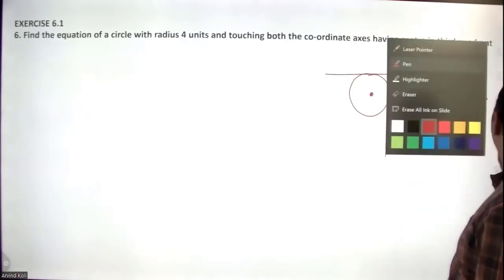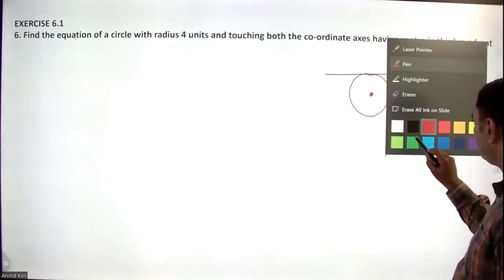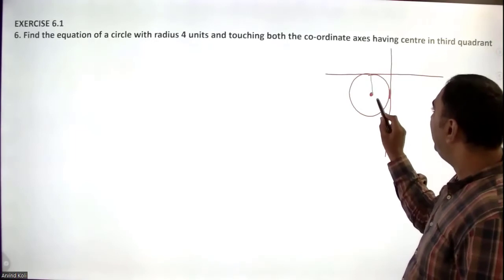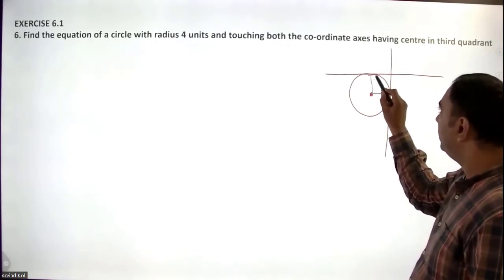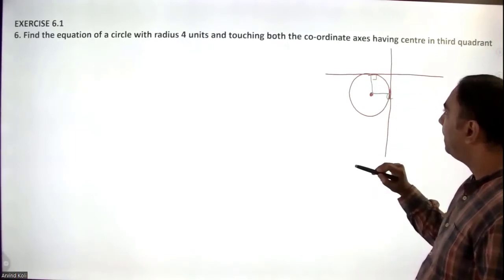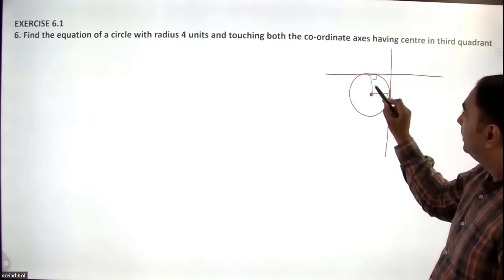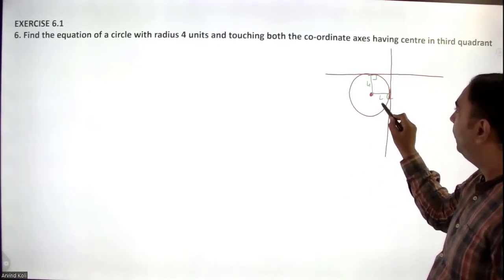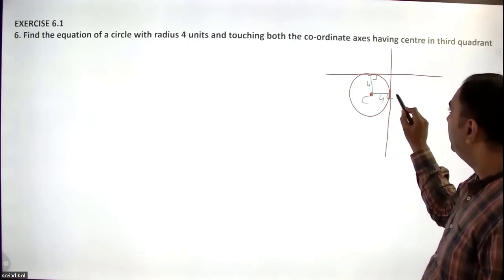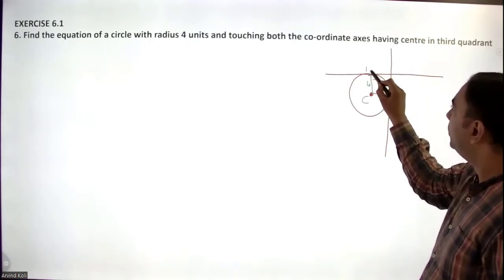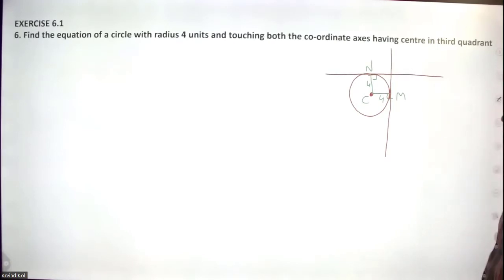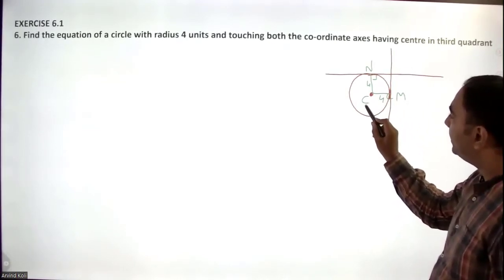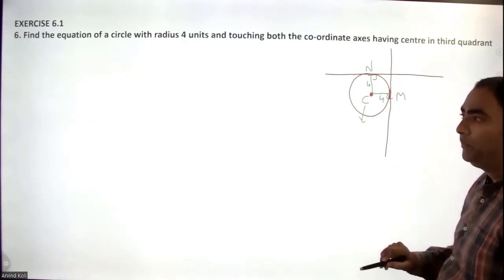Here is the center. Now students, understand. ये भी रेडियस है, ये भी रेडियस है, बराबर. This length is 4. This length is also 4. अगर इसको C बोलते हैं, इसको M बोलते हैं, इसको N बोलते हैं. रेडियस इज 4. तो कोई बताएगा ये जो C है इसका कोऑर्डिनेट क्या होगा.